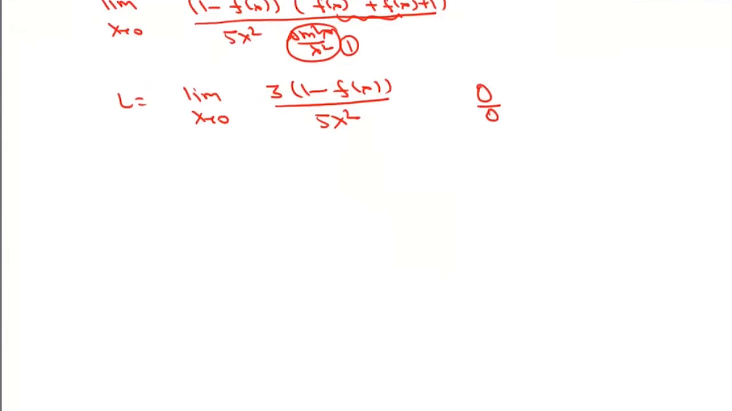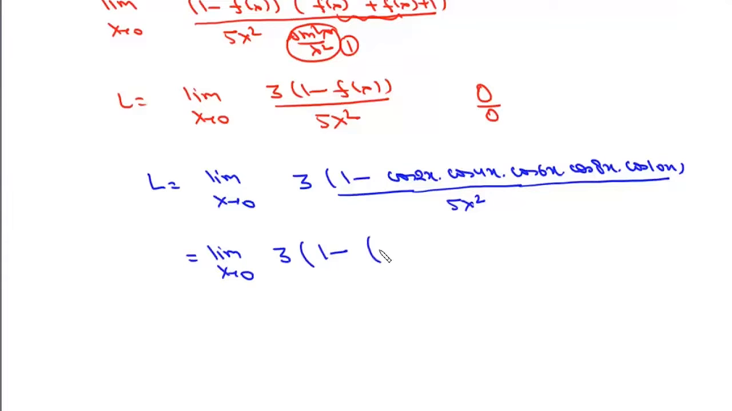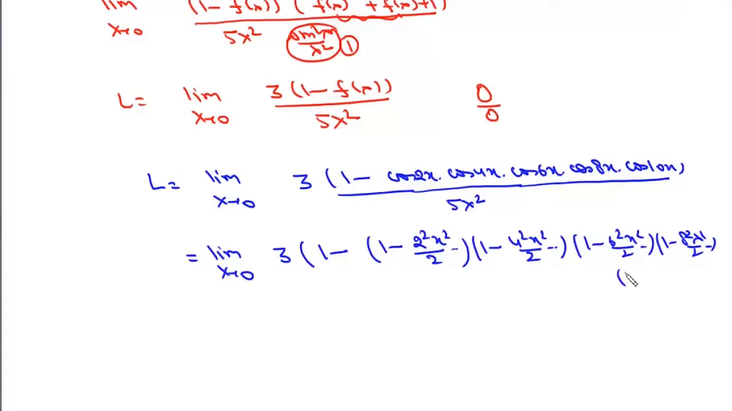Now we'll write this as the limit x tends to 0 of 3 into 1 minus, now f(x) is cos 2x into cos 4x into cos 6x into cos 8x into cos 10x, whole divided by 5x square. Now what we'll do is we'll use the expansion formula for cos. So we can write this as the limit x tends to 0, 3 into 1 minus (1 minus 2 square x square upon 2, higher powers), (1 minus 4 square x square upon 2), (1 minus 6 square x square upon 2), (1 minus 8 square x square upon 2), and then (1 minus 10 square x square upon 2 and higher powers), divided by 5x square.